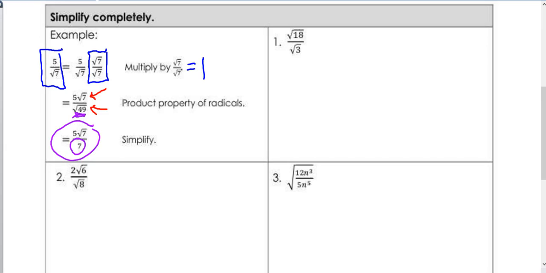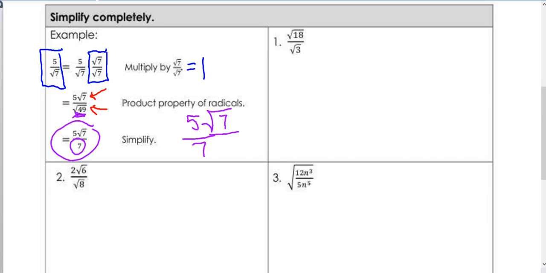Again, simplest form is as long as we do not have a radical in the denominator and as long as your fraction cannot simplify. And by that I mean we have 5 over 7 as our actual integers, and 5 and 7 do not simplify as the numerator and denominator, so that is our final answer.